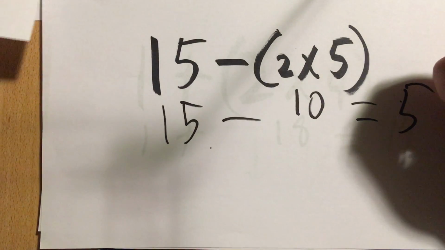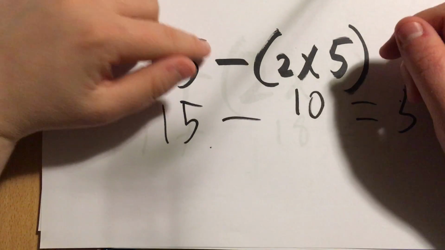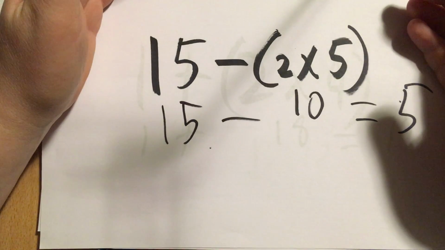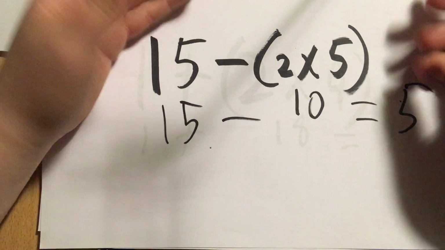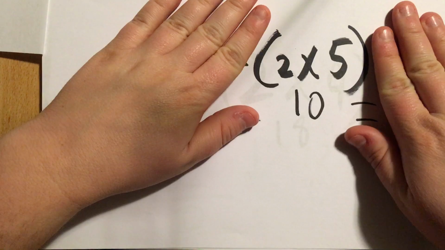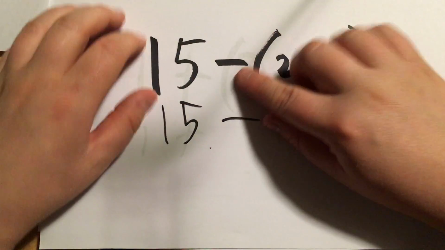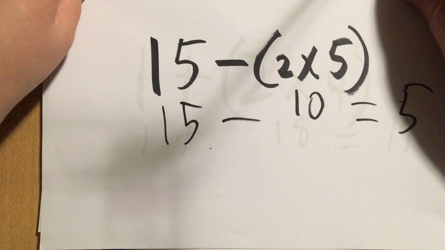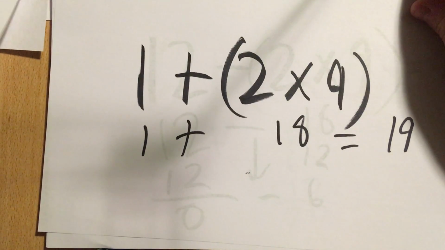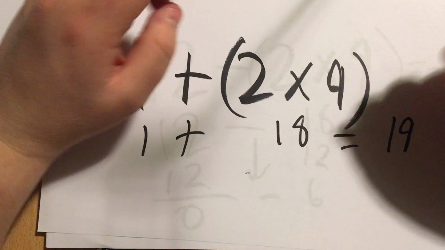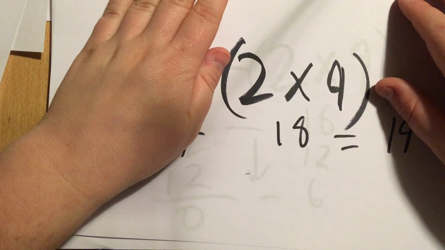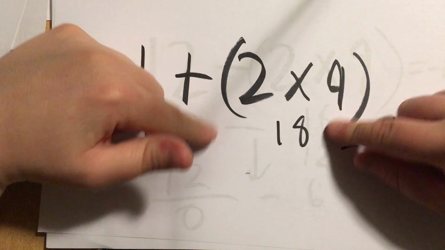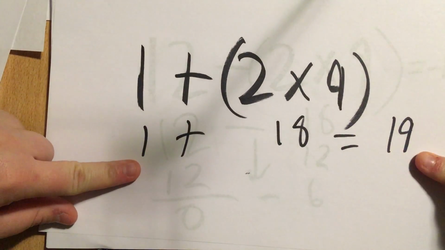Another problem we have here. 15 minus 2 times 5, and the 2 times 5 is in parentheses. Well, we know parentheses comes first, so 2 times 5 is 10. Well, 15 minus 10 is just a simple 5. We'll have another one similar to that. What's 2 times 9? That's 18. Well, 1 plus 18 equals 19.